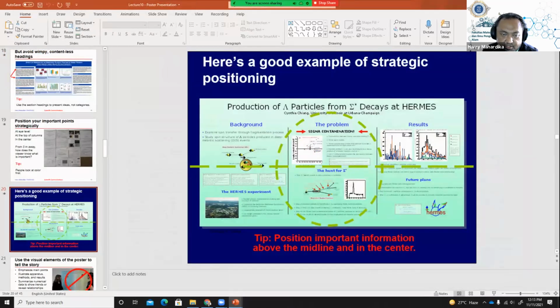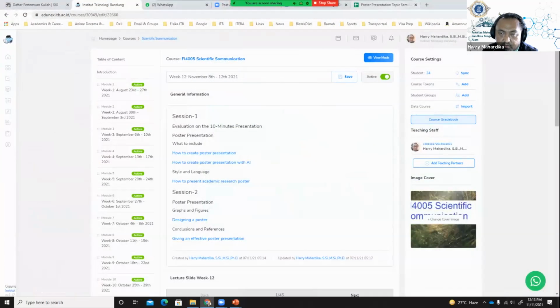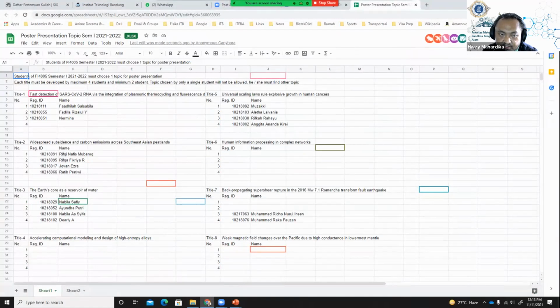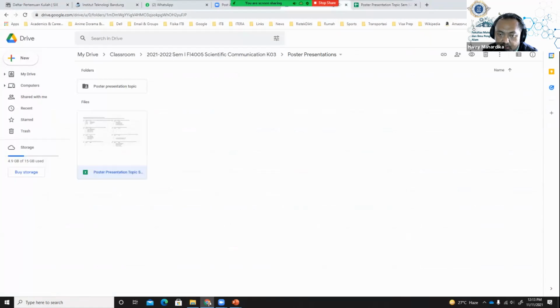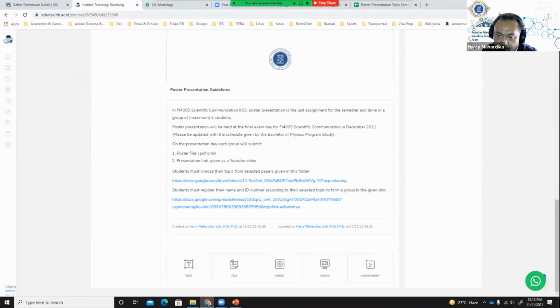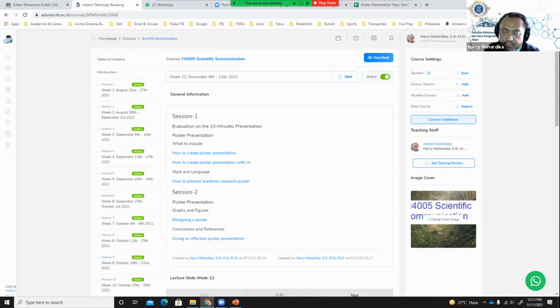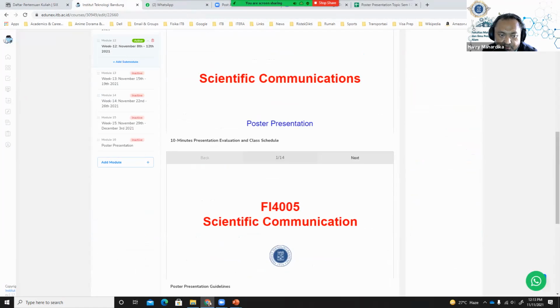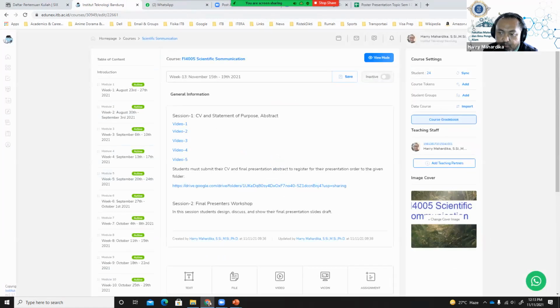I hope that you will be able to access all the material in the EduNext for your own work on poster presentation design. If you have problems accessing all of the materials given there in the EduNext, please let me know using the MS Teams chat room if you're able to use that. So I will finish my lecture on poster presentation, and then not Monday, but Tuesday, we will move on to the final materials for the scientific communication class, where we will have a discussion on how to create a CV, statement of purpose and abstract. So these are the topics for our lecture next week.